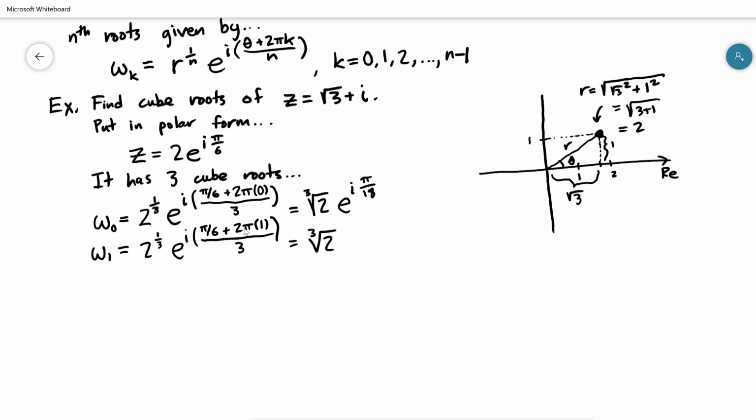So let me get a common denominator just for the top. The pi over 6 plus 2 pi, this 2 pi I can think of as being 12 pi over 6. That would be the same as 2 pi. 12 pi on top, 6 on the bottom, that simplifies to 2 pi. So I've got 1 pi over 6 plus 12 pi over 6. That's 13 pi over 6 that I'm then dividing by 3. So I'm going to get e to the i 13 pi over 18.